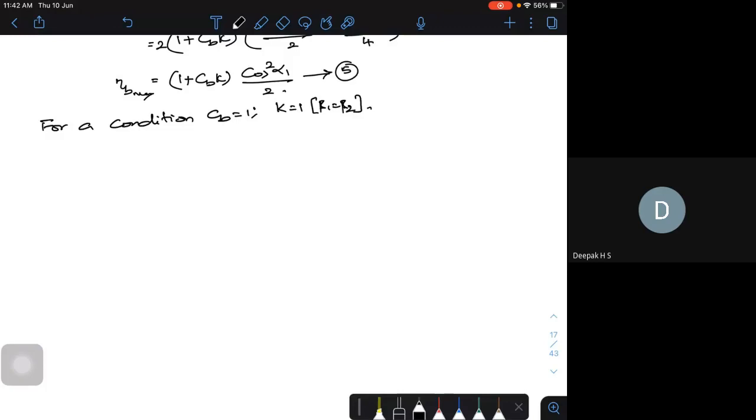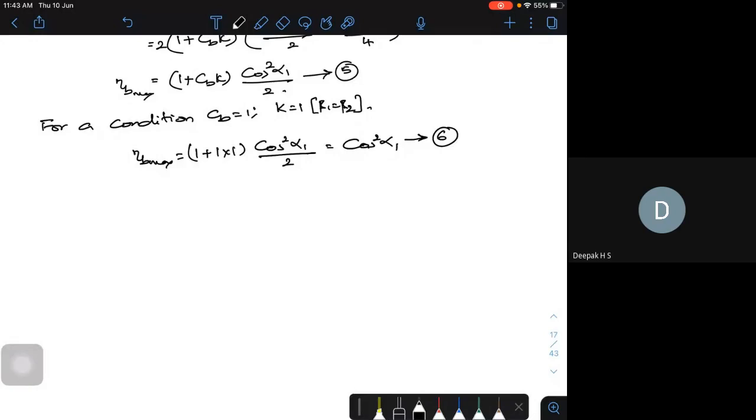So what will happen to your maximum blade efficiency? Your maximum blade efficiency is equal to 1 plus 1 into 1, that is 2, into cos square alpha 1 by 2. This will simply be, once again, what we got yesterday, cos square alpha 1. So this is your maximum blade efficiency for the given condition in terms of speed ratio. It's only in terms of speed ratio. Is it clear? This is for a single stage.